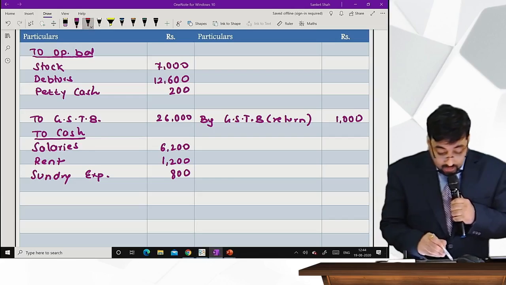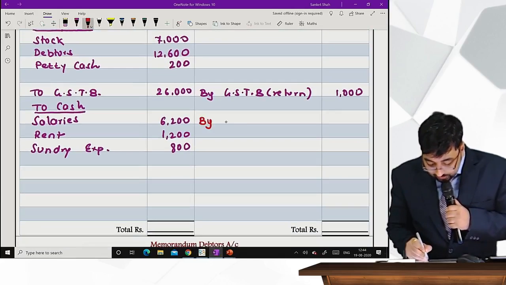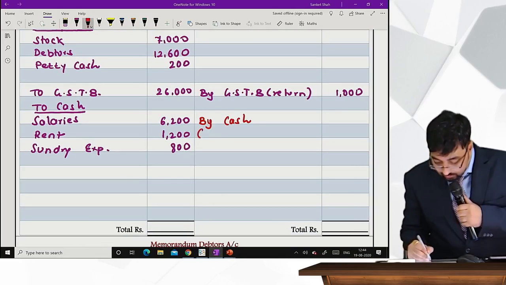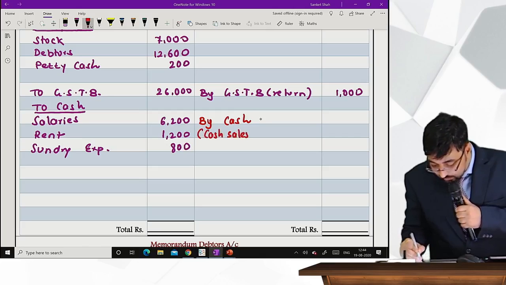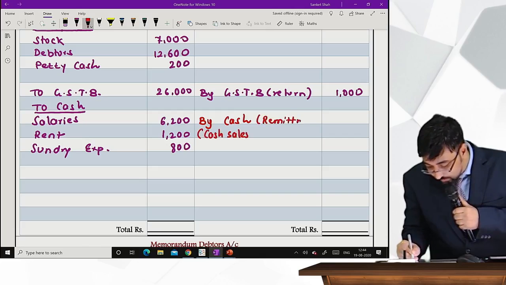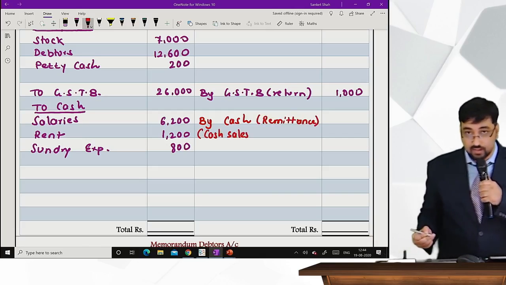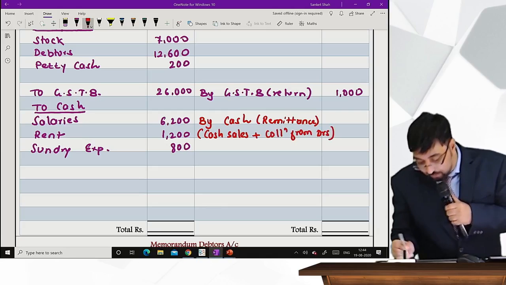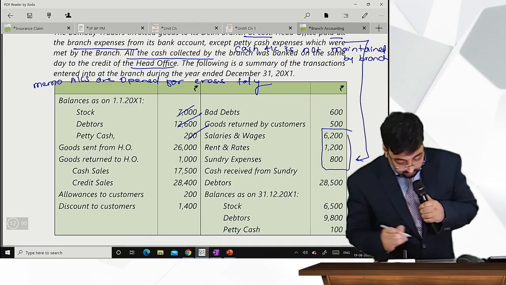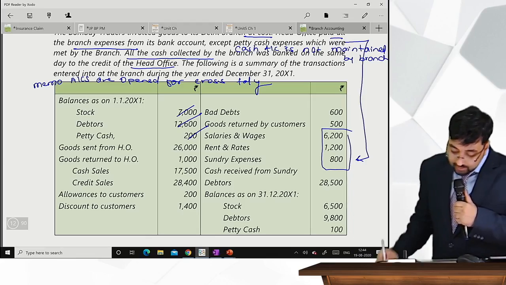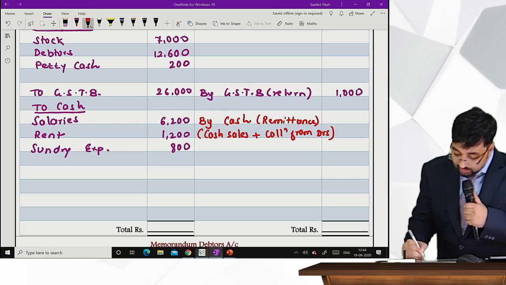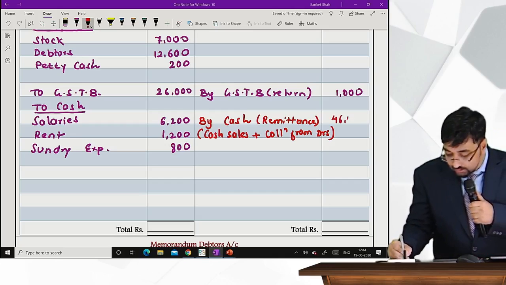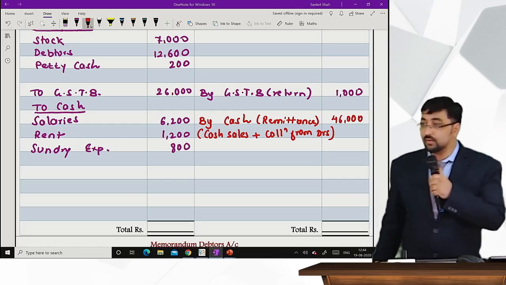we have to write that hidden amount, in red pen. By cash, amount remitted by branch. Cash sales, in brackets you can write remittance. By cash, in brackets you can write remittance, and below that write down cash sales plus collection from debtors, in red pen. So this is red pen adjustment. 28,500 and cash sales is 17,500. So 28,500 plus 17,500, amount is 46,000. Correct?